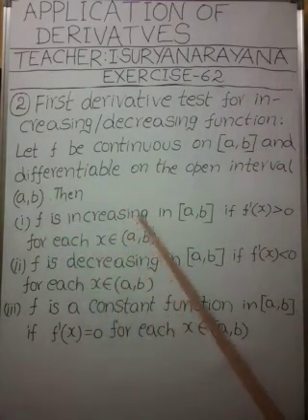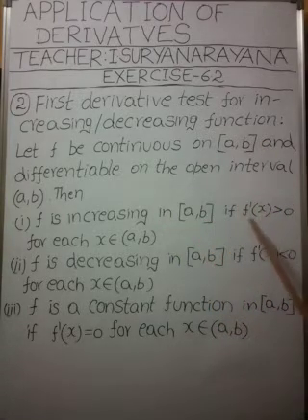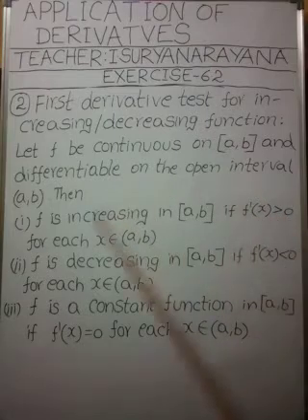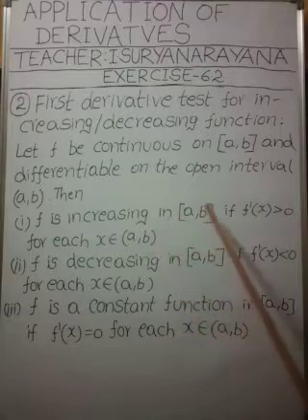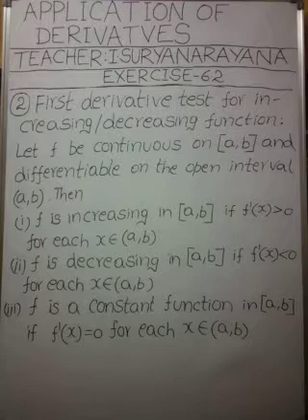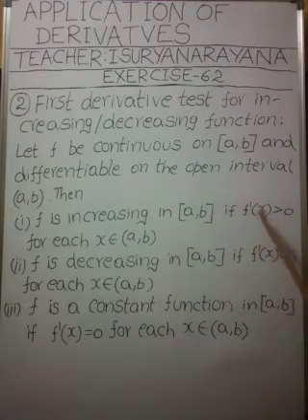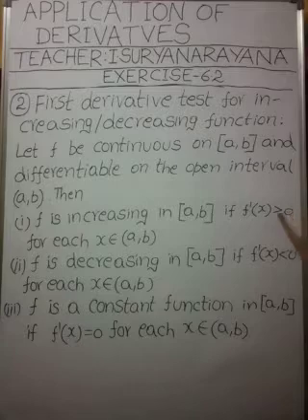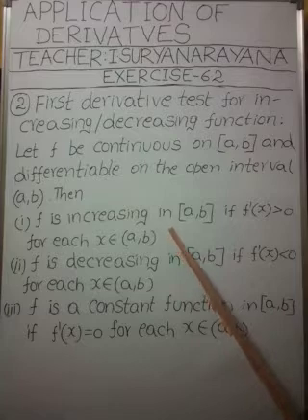f is increasing in the closed interval a comma b, if f dash of x is greater than 0 for each x belongs to the open interval a comma b. Understood this point, my dear children? Right. We have to find the derivative of the given function and we have to check the values within the interval, and we substitute in f dash of x. If it is greater than 0, means if it is a positive number, then we say that f is an increasing function.